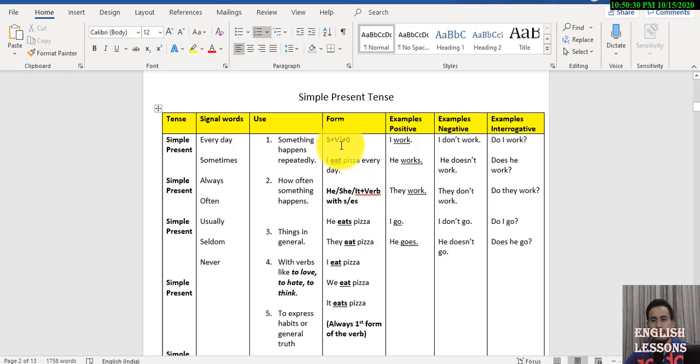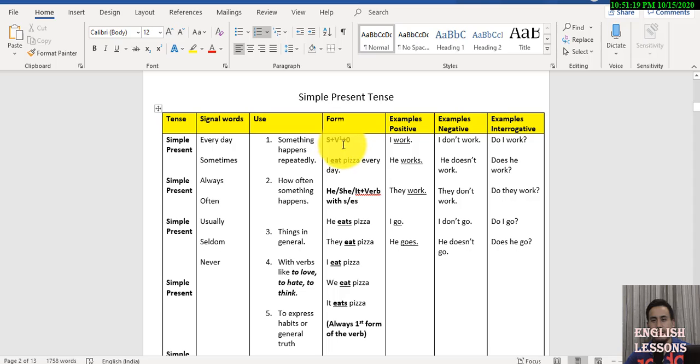Something happens repeatedly. So the form is subject plus first form of the verb, or the root form. For example, we have the root form of the verb, simple past and past participle. For example, the root form of the verb is go, simple past is went, gone is past participle. So root form of the verb do, simple past did, past participle done; eat, ate, eaten. So: root form of the verb, simple past, past participle.